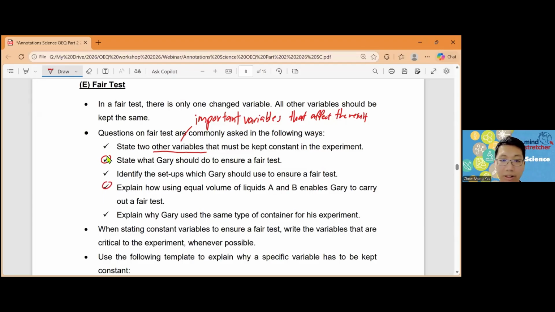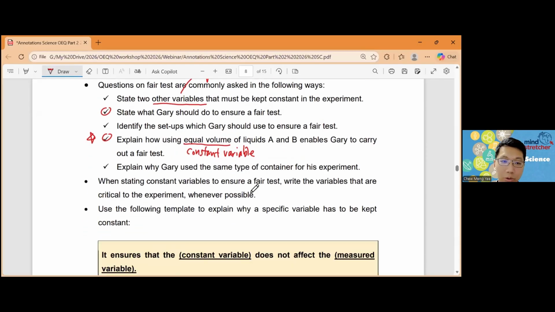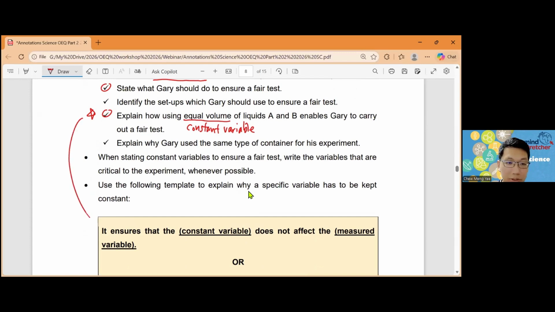Okay. Now, explain how using equal volumes of liquids A and B enables Gary to carry out a fair test. So this is the constant variable. And this is the one that we are focusing on this time. We want to be able to answer such a question because it's a very common question. They ask you why you want to keep this variable the same. Why use equal volume to ensure a fair test? So we want to use these templates. You'll come to that.